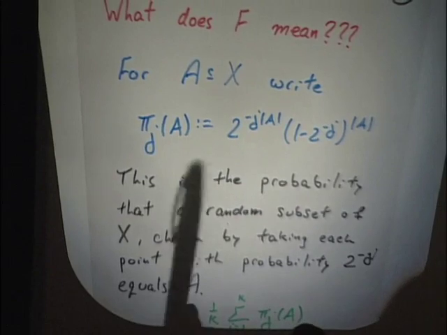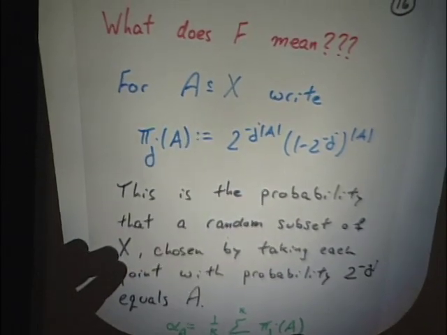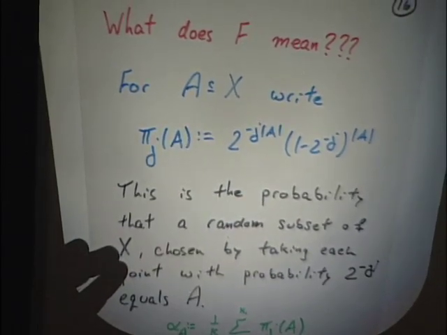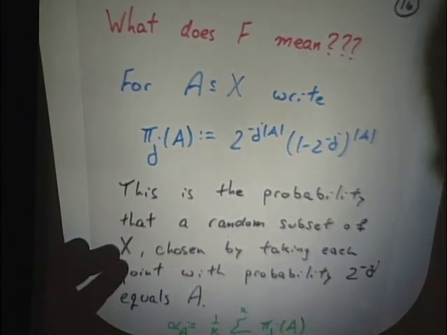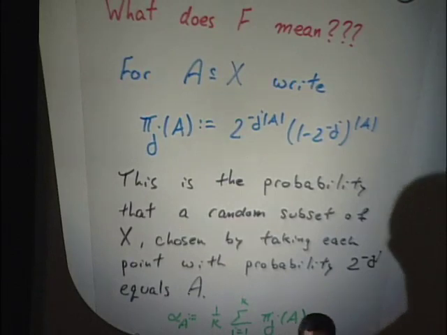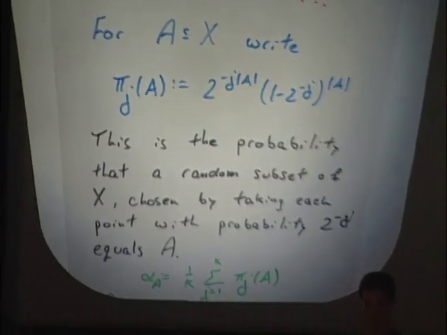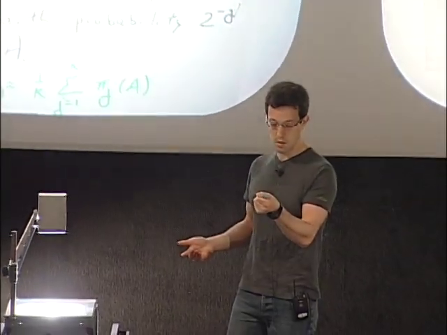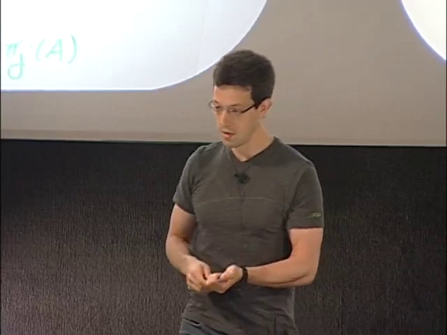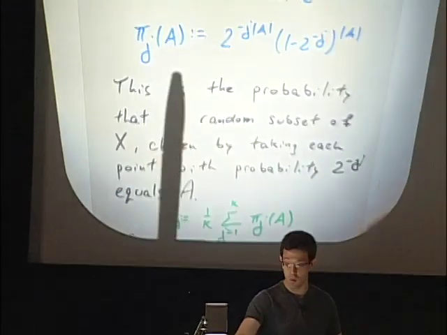Here's just notation. If I have a subset A of my metric space X, I'll denote by pi_j(A) this weight that appeared over there. It's the following thing. It's the probability: take a random subset of your metric space X, chosen the following way. For every point in the space, decide if it's in your random subset with probability 2 to the minus j, and independently for different points. So this is just the probability that after you did this operation, the set you got happens to be A.